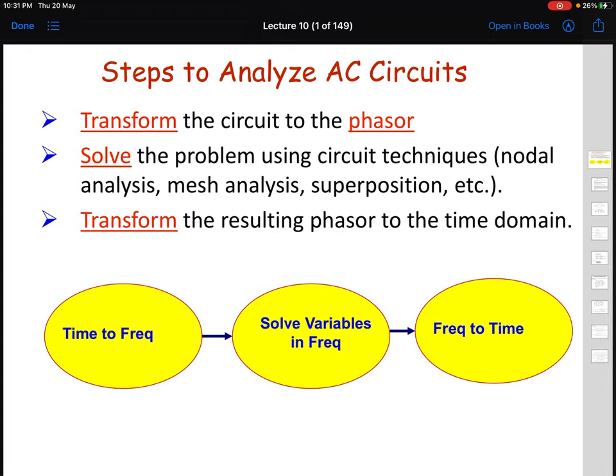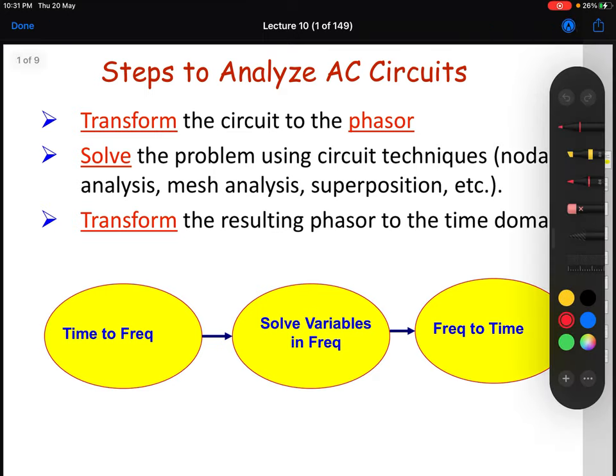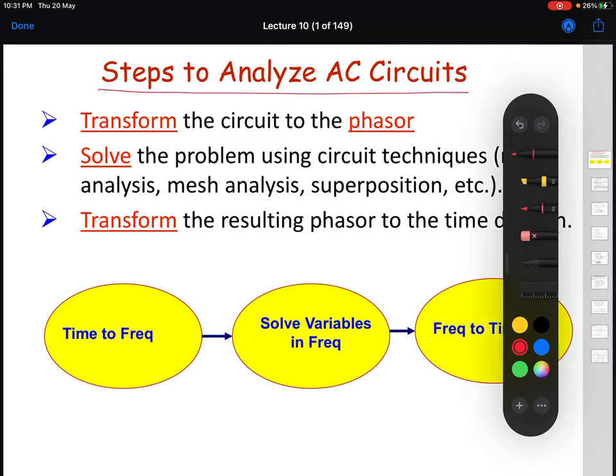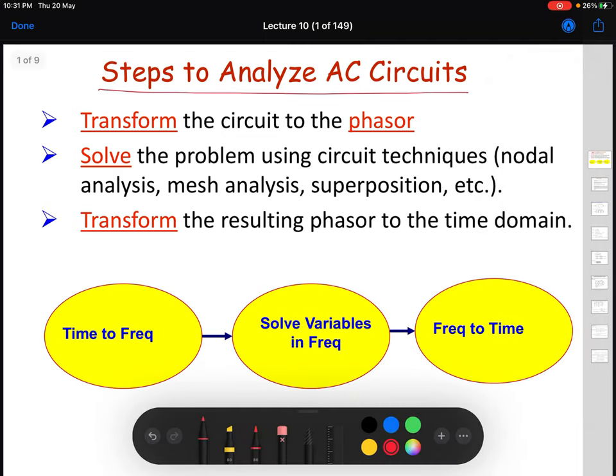For the sake of completing the analysis, we will take the steps and see how these AC circuits are analyzed. We'll try to show they are exactly the same as in the case of DC circuits. So these are the basic steps which I have just told you. First, we have to transform the time domain circuit, that is all sinusoidal quantities, into a phasor domain circuit. So the circuit is transformed from time domain to phasor domain.